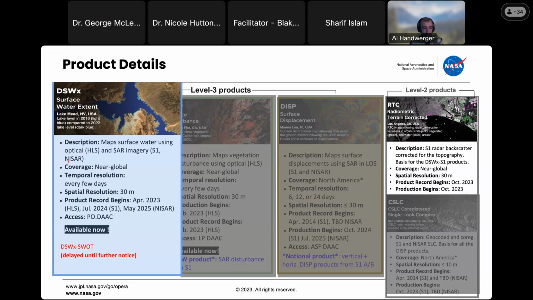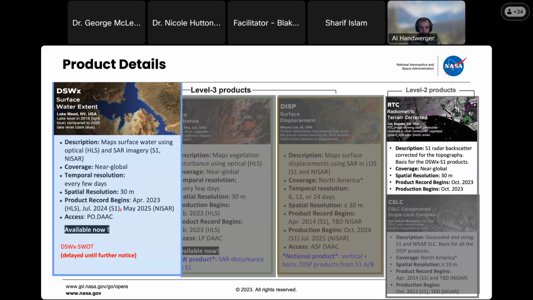By combining the information from all these different satellite platforms, the temporal resolution is every few days. The products will be produced at a 30-meter grid, so sort of a medium resolution, which is a compromise for these large global scale maps. And then the product record begins at different times depending on the input satellites. And the reason that we did this is that we wanted to get the data available as quickly as possible. So we went with a staggered release plan.